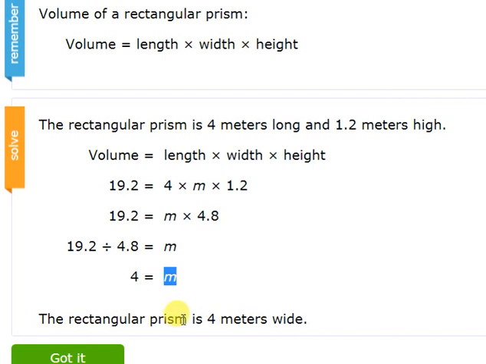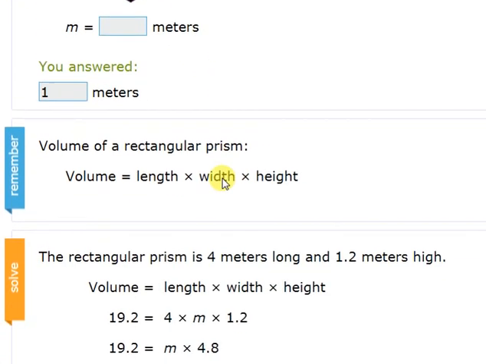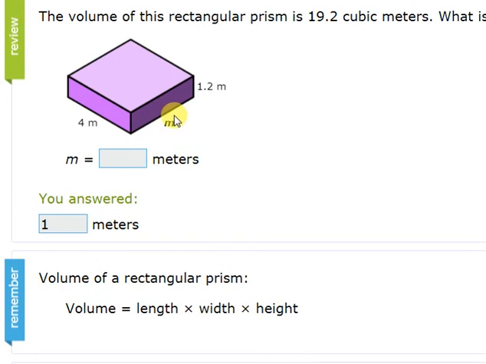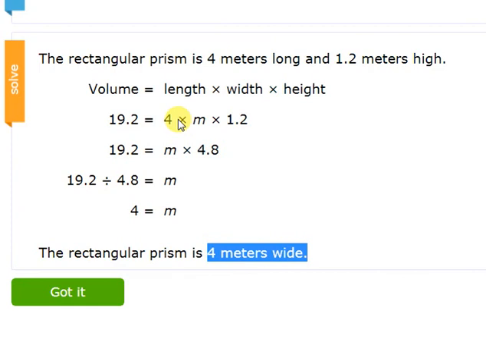So the rectangular prism is 4 meters wide, because the width was not given. So 4 is the width of this rectangular prism. I hope you have understood this. Practice and learn from your mistakes, and if you still have any confusion, please mention it in the comments so that we can guide you again. But I would request you, please try it yourself first.